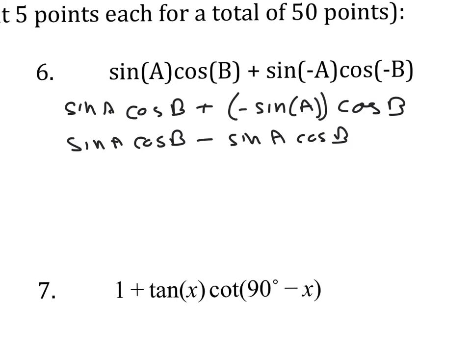And if you go to look for what that is equal to, don't forget to just notice the obvious thing. Sine of A, cosine of B, and sine of A, cosine of B. These are the same. So subtracting them, you should get a big fat 0. 0, not 1.